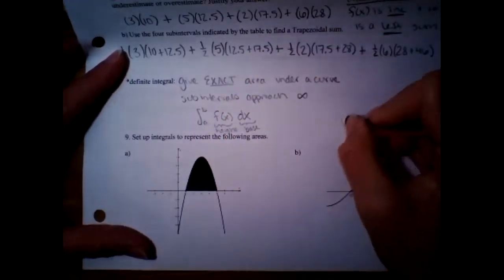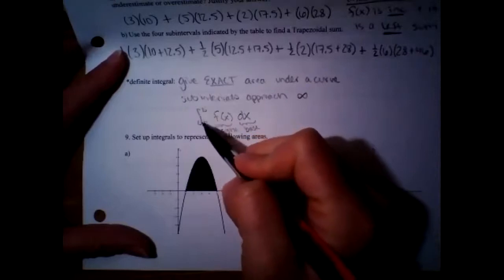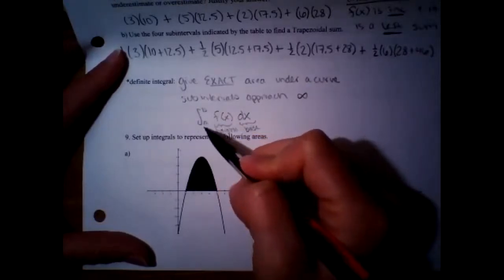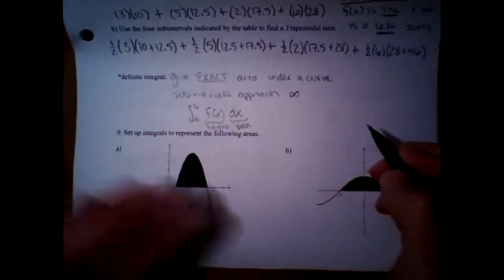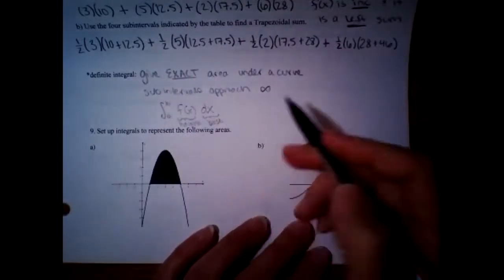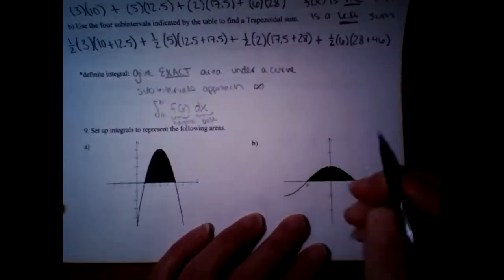So it's base times height. And this integral is indicating we're adding them all up from A to B. So starting here and ending here. All I need for you to be able to do for right now is to be able to set it up. We're eventually going to solve them. But for right now, I just want you to be able to set it up.